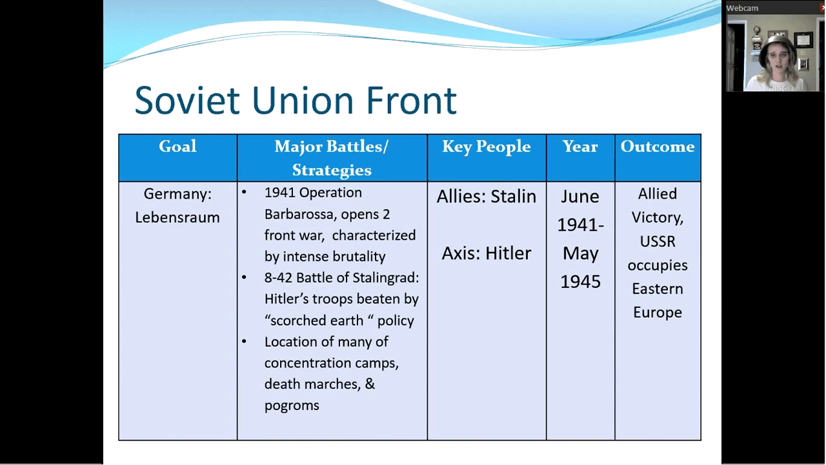The key people here are the Allies. We have Joseph Stalin, who, like I said, switches sides as soon as he's invaded by Hitler. For the Axis powers, we obviously have Hitler. It begins in June of 1941 and officially ends with the end of the war in May of 1945. This is obviously an Allied victory. And the Soviet Union goes on to occupy most of Eastern Europe, places that had been taken over by Hitler. They're going to go on to say, nope, this is ours now.